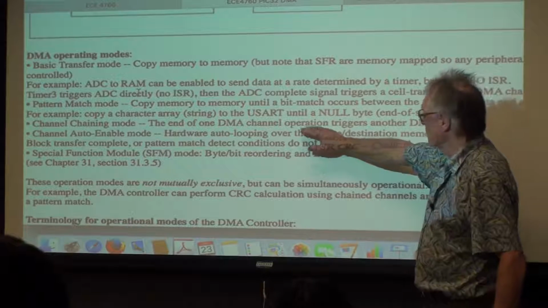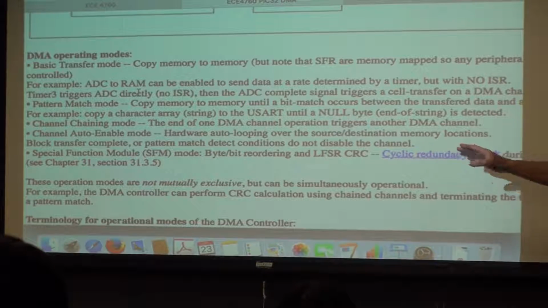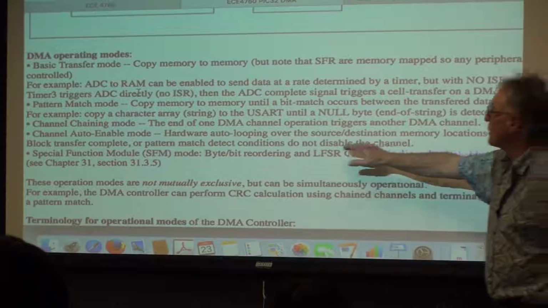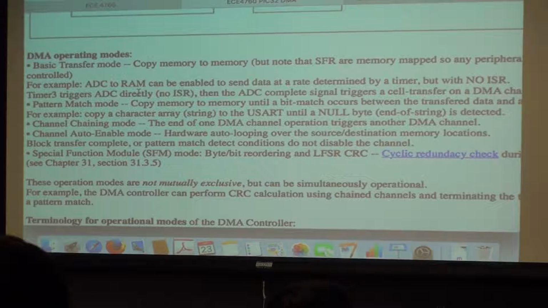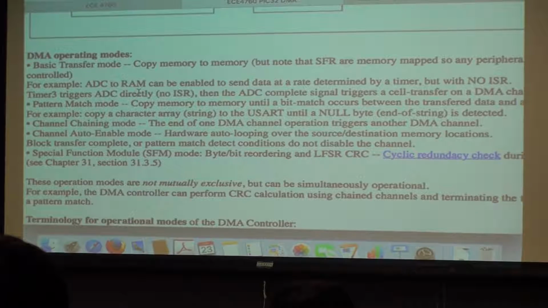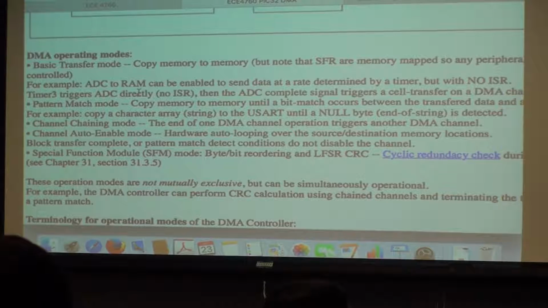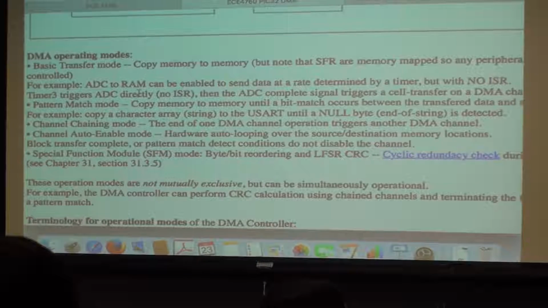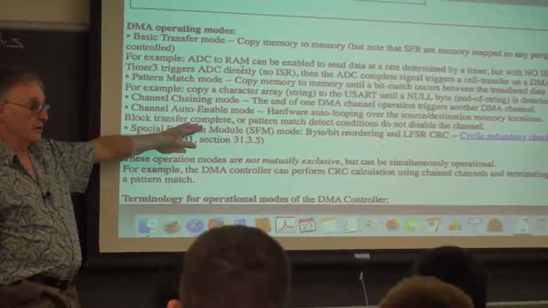Channel chaining mode: the end of one DMA channel can trigger another. I haven't found how to use that yet, but I'm sure there is a use. Channel auto enable means that you have hardware auto looping. Oh, it's like a while one loop that loops over memory addresses with no software control. So once you start this running, it runs forever until you abort it.